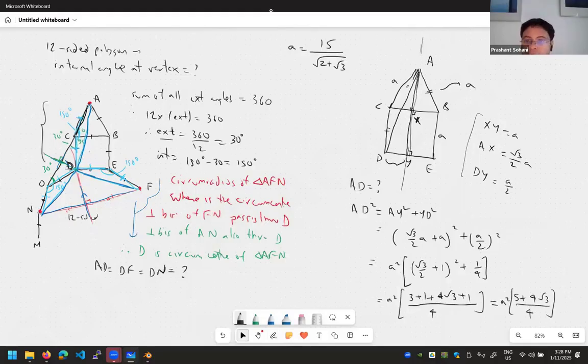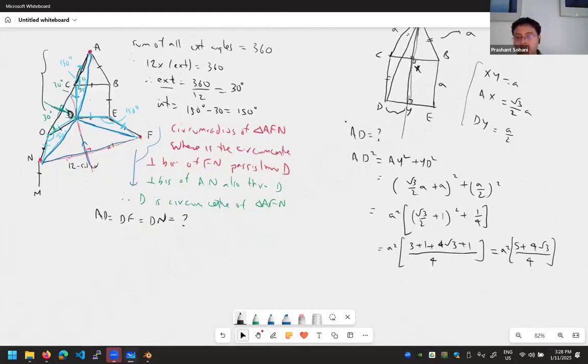Somebody has asked something in chat, maybe. Somebody has raised their hand. I don't know. Anyway. Okay, so therefore AD square is this much.